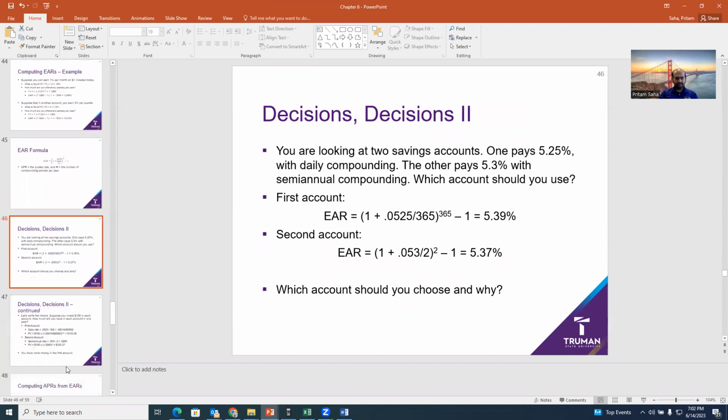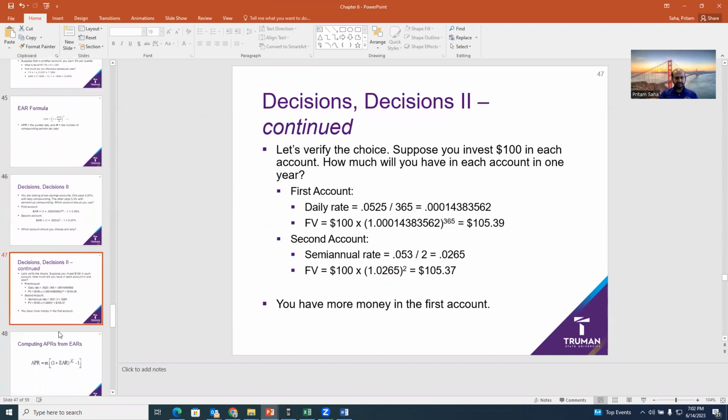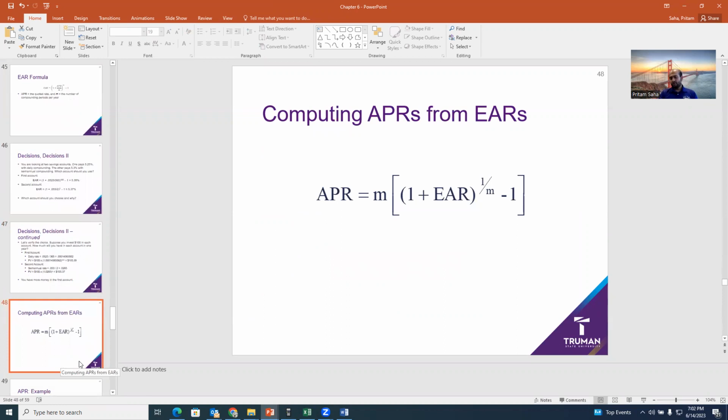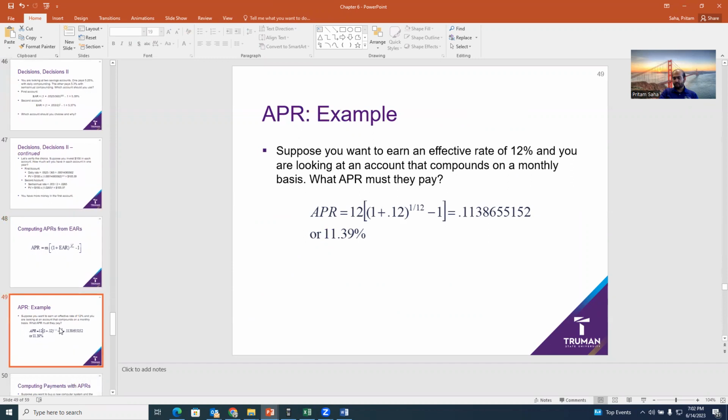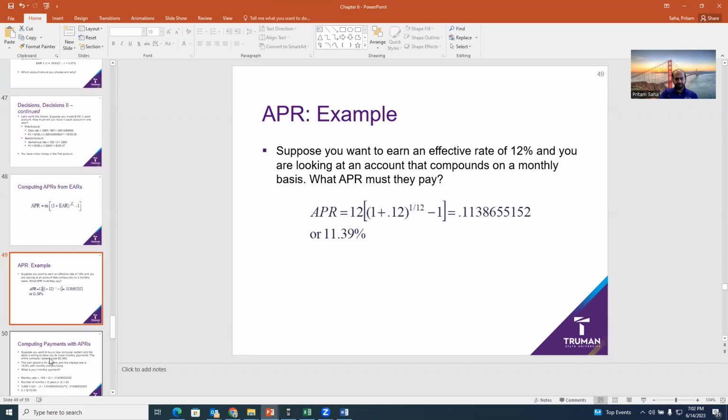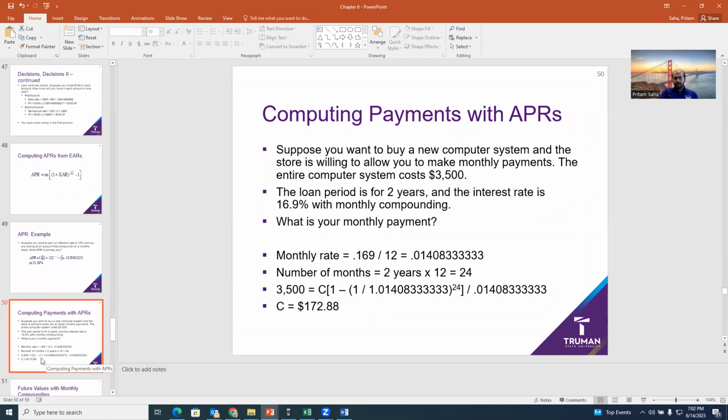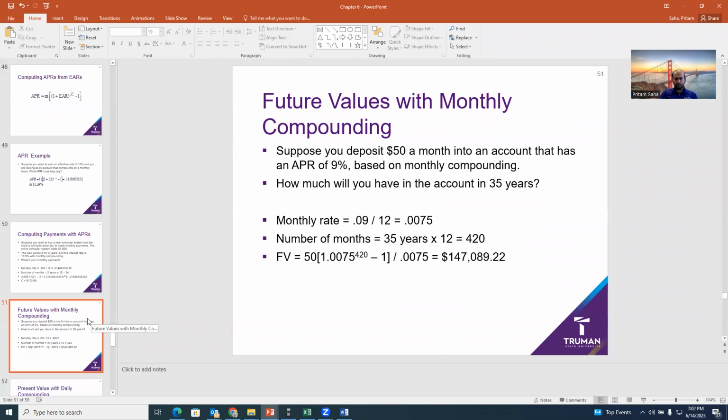So just go over these slides. These are very easy, what we talked about so far. Now, if you know the EAR but you don't know the APR, this is the formula, okay? M is the number of frequency, 1 plus EAR to the power 1 over M, minus 1. This is going to give you the APR. So just learn this formula and plug in the values. Go over these problems and you should be good. These are some easy problems, a combination of finding payments, APR, and EAR. So just go over it. It's solved here. It's pretty easy. Let me know if you have any questions.